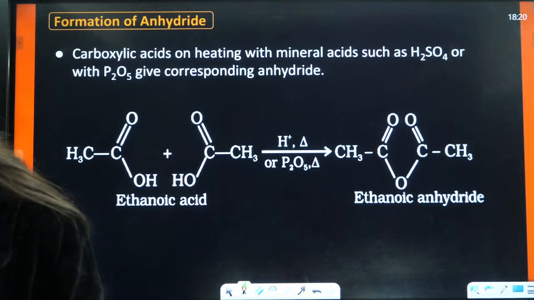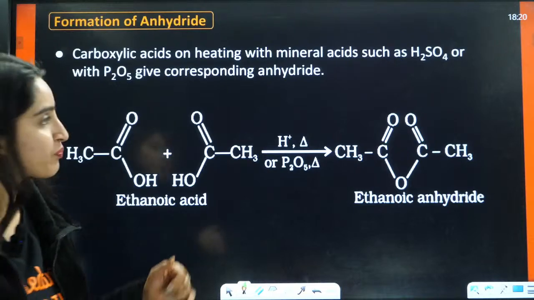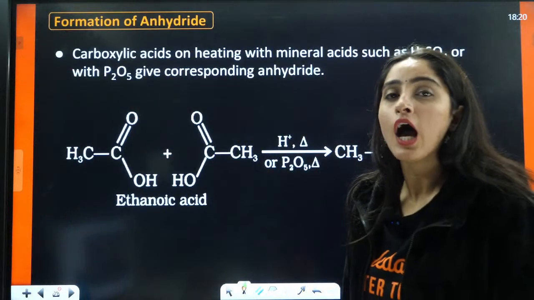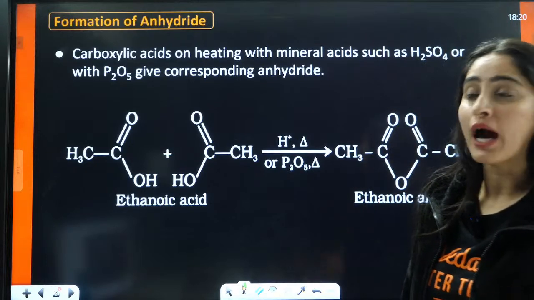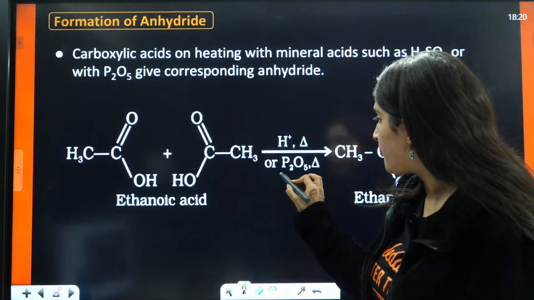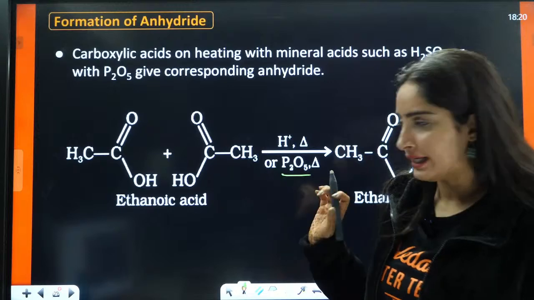Now let us see the formation of anhydride. How is anhydride formed from carboxylic acid? By the elimination of water in the presence of P2O5 with heat, or you can say in acidic medium and heat.